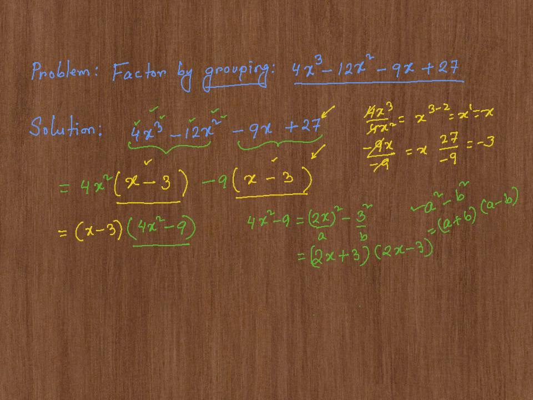So in essence, what I have is this: the first term as it is, x minus 3, first factor. Now the second factor, which is this one, I can factor further into 2x plus 3, then 2x minus 3. And that's how you should be factoring this given quadrinomial.